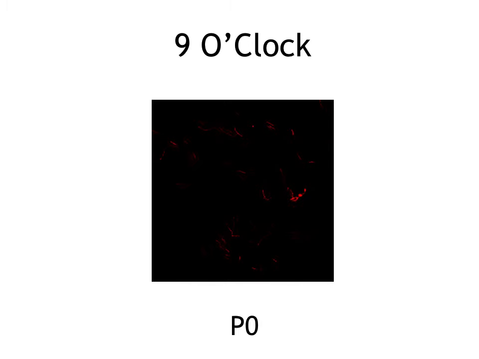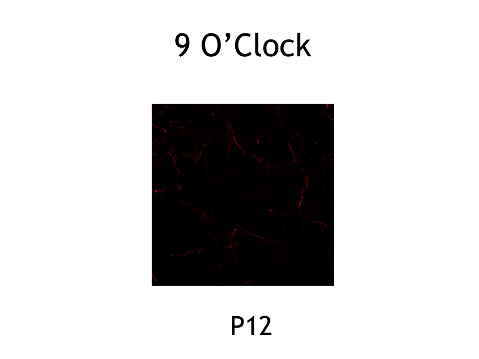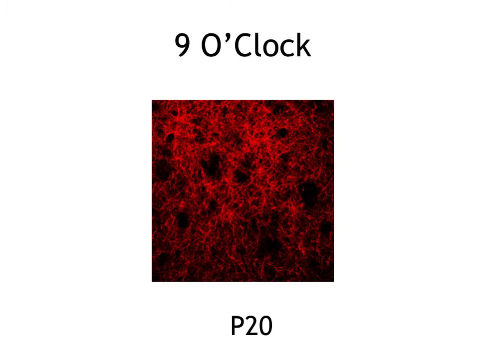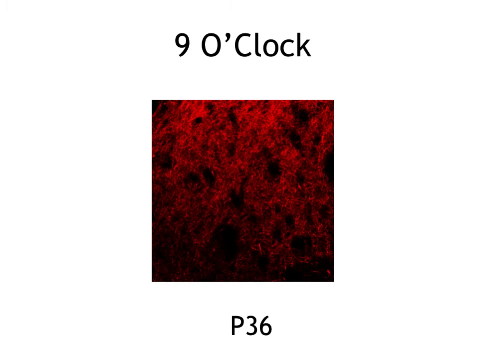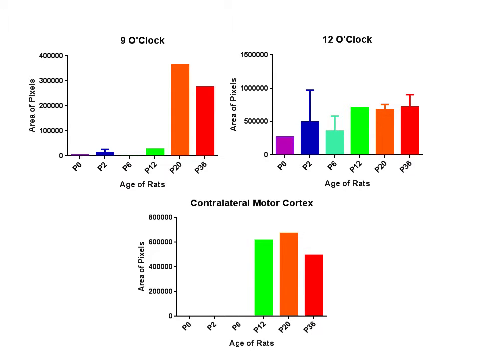Here are the fibers on P0, the day of birth, at 9 o'clock location. P2, the 3rd day of birth. P6, the 7th day of birth. P12, the 13th day of birth. P20, the 21st day of birth. And here are the fibers on P36, the 37th day of birth. The area of the pixels have been tabled and plotted.